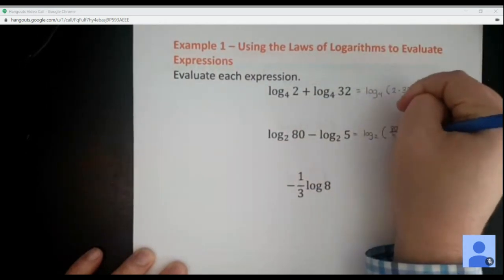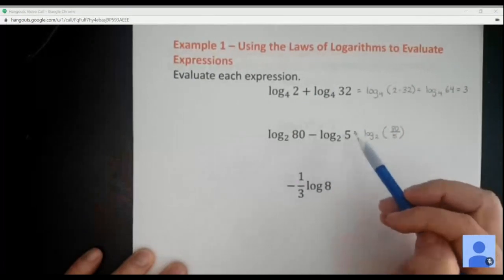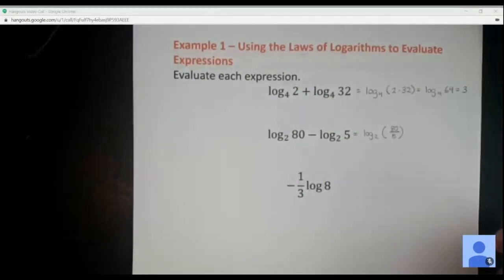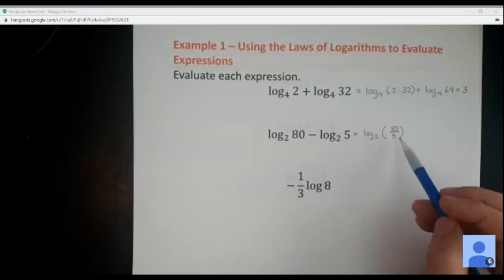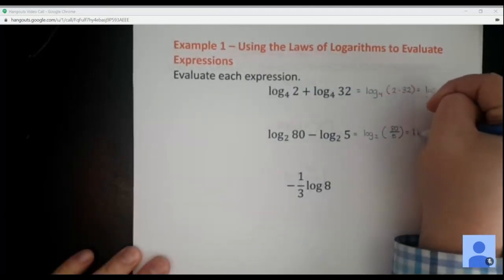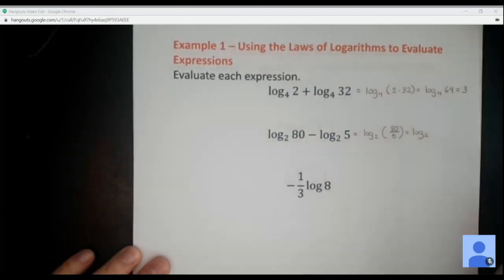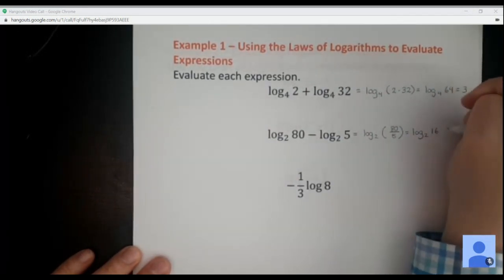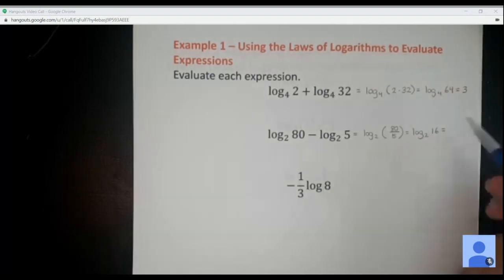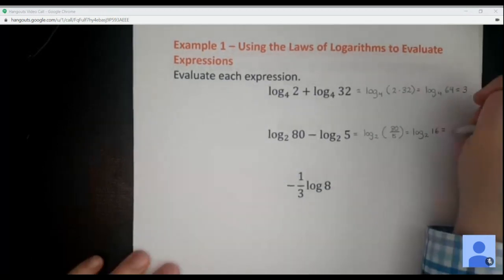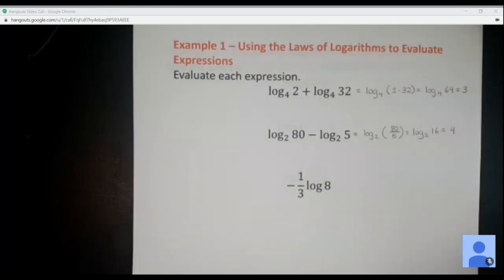So just make sure when you do your division, it's always going to be the first value divided by the second value, so 80 divided by 5. Now, if I simplify 80 divided by 5, we're going to have the base 2 log of what? Good, 16. So now we just need to know, well, 2 to what power will give us 16? 4. Perfect. So our final answer this time is just going to be 4. Any questions on that one?